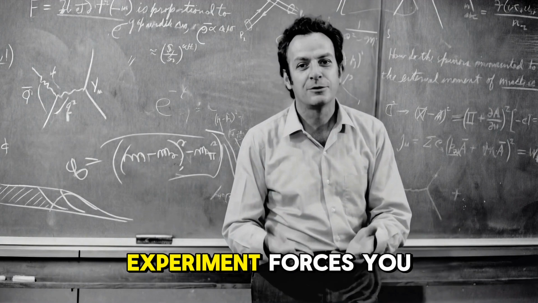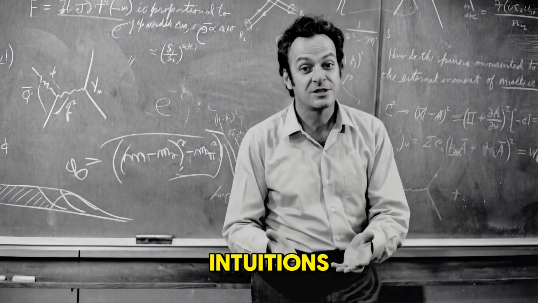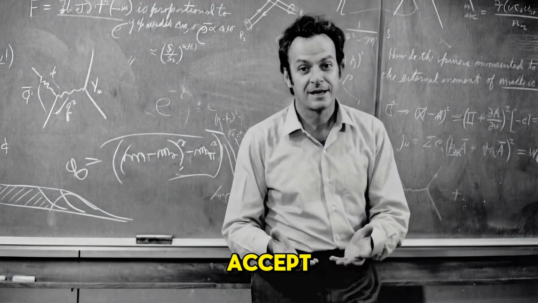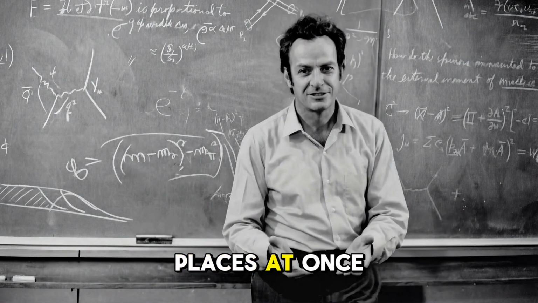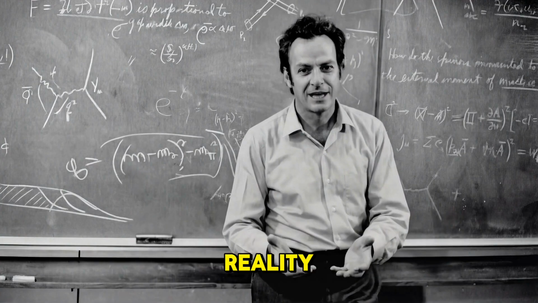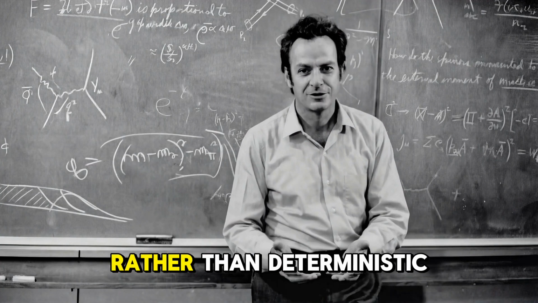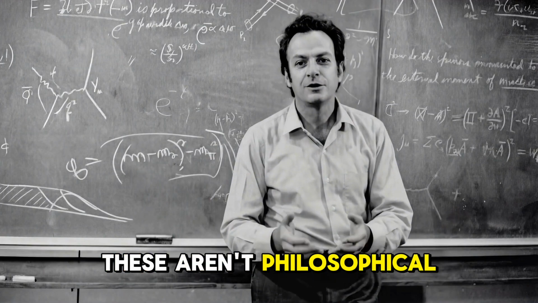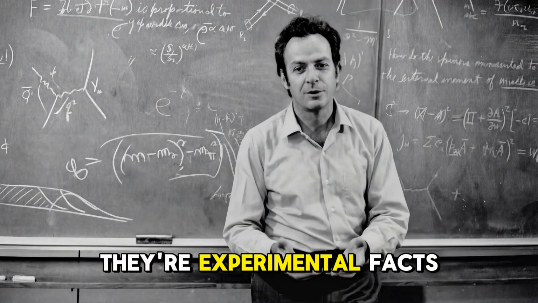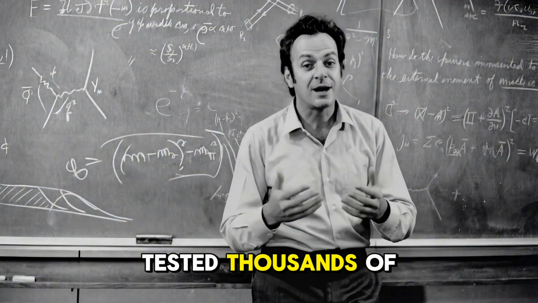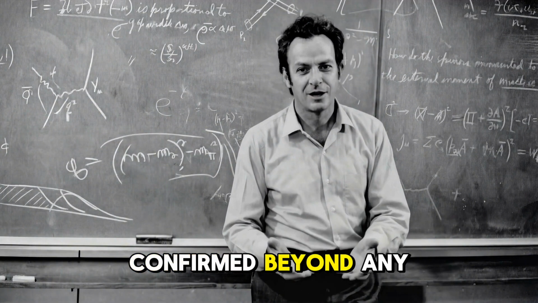The double-slit experiment forces you to abandon your intuitions. You have to accept that particles can be in 2 places at once, that measurement changes reality, that the universe at its core is probabilistic rather than deterministic. These aren't philosophical positions. They're experimental facts, tested thousands of times, confirmed beyond any doubt.